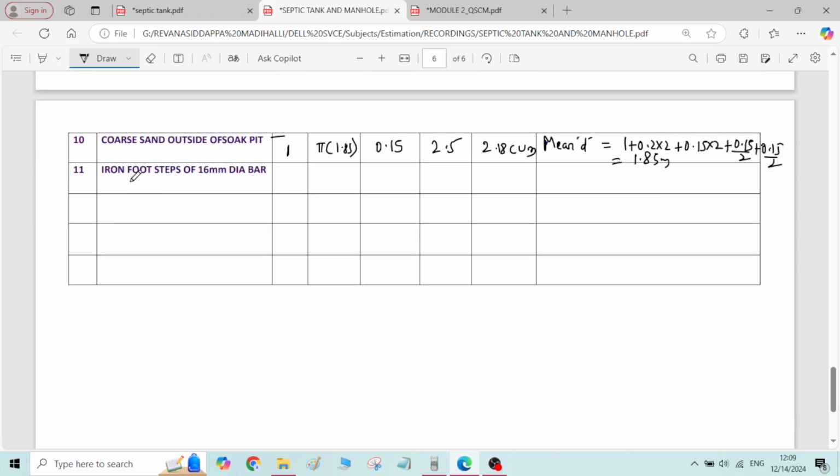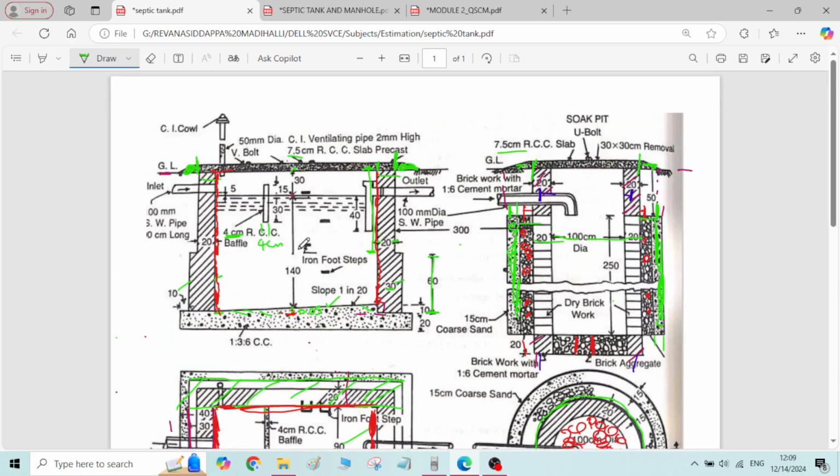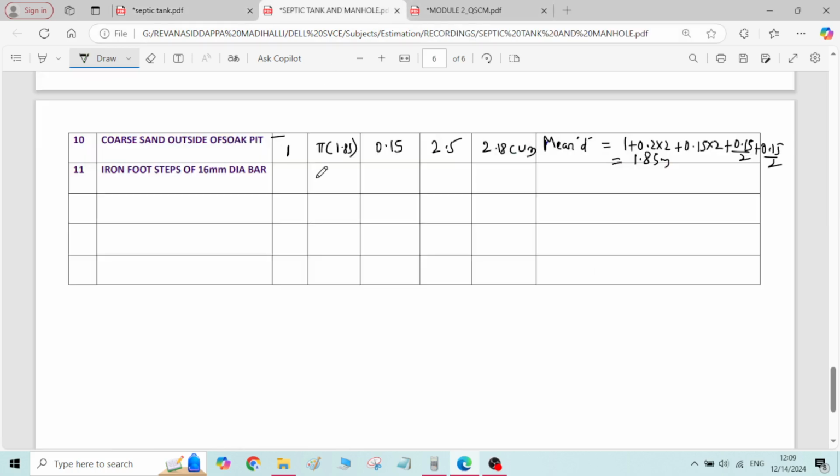Last step, iron footsteps of 16 mm diameter bar, and there is no calculation for this. You need to put the numbers. How many numbers, just count. Here we have iron one step, second, third, four steps are there. There are four iron footsteps. Just write the quantity as 4 numbers. These iron footsteps are calculated per piece. That is why you just need the number as quantity, 4 numbers.